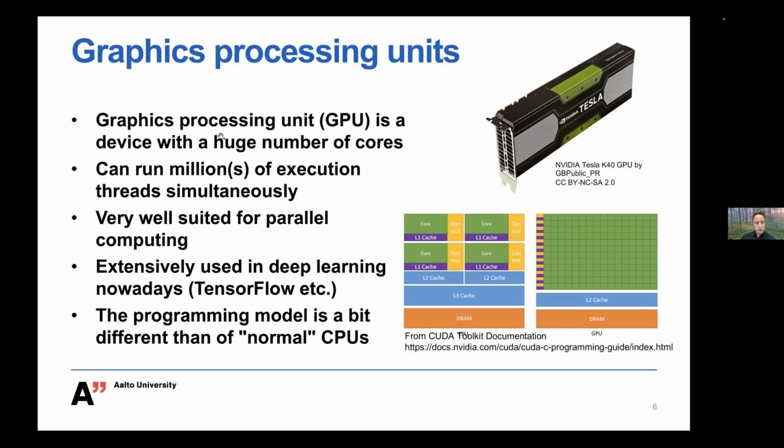But anyway, GPUs are devices with huge numbers of cores, and they are available in at least gaming computers and also in desktop computers nowadays. They can run millions of, well, maybe not millions, but at least thousands of execution threads simultaneously. They are very suited for parallel computing, and that's why they are used a lot in machine learning nowadays. For example, TensorFlow and PyTorch are libraries whose main aim is to support GPU computing.